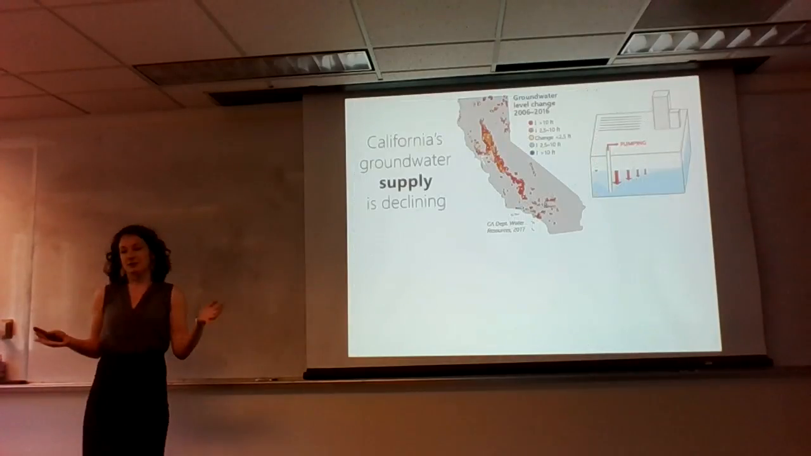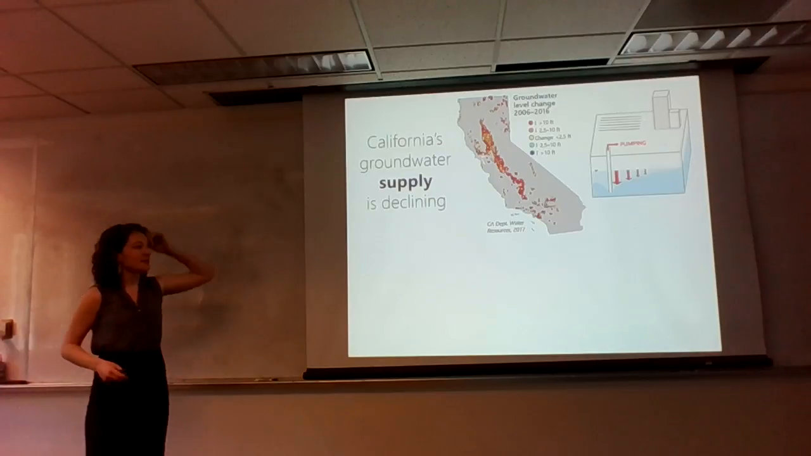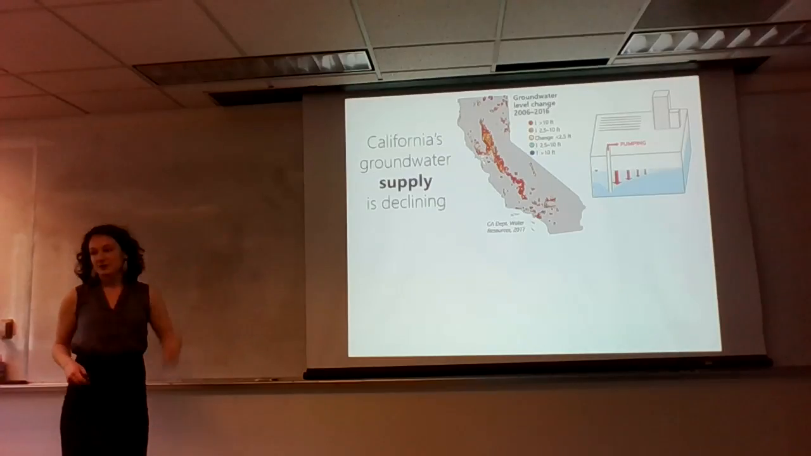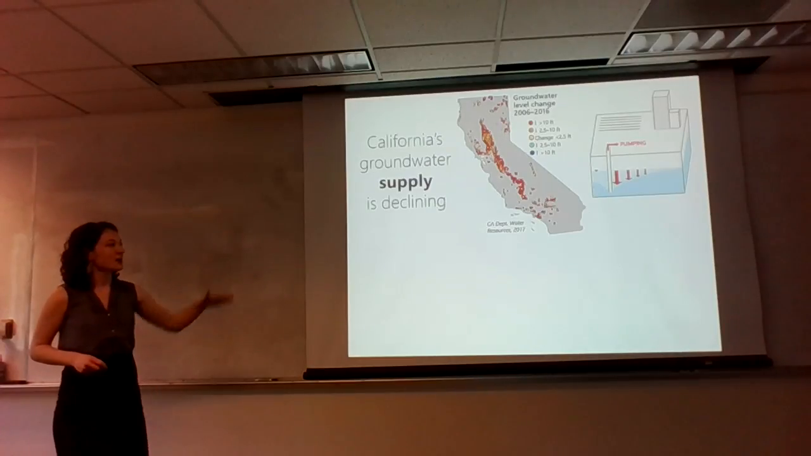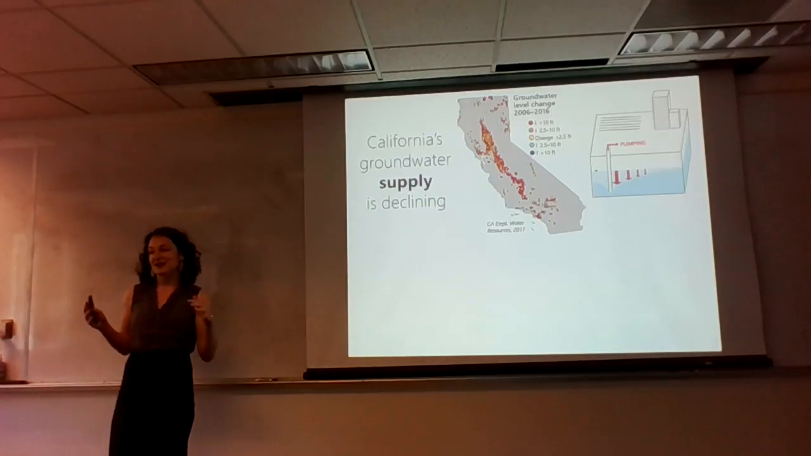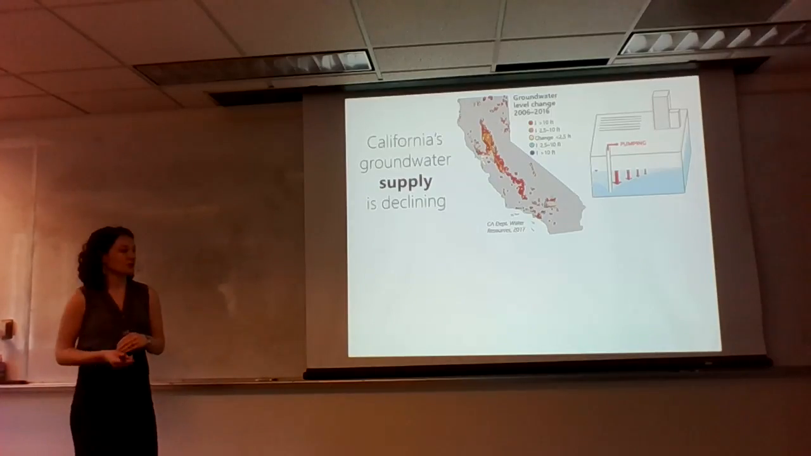Here in California, groundwater supplies are also declining. This is a map of the state showing changes in groundwater level over a 10-year period from 2006 to 2016. And all of the red and orange dots, which you might notice are most of the dots, indicate significant decrease in groundwater levels over that time frame.